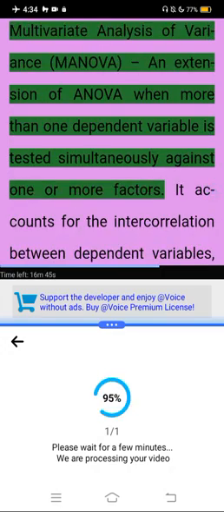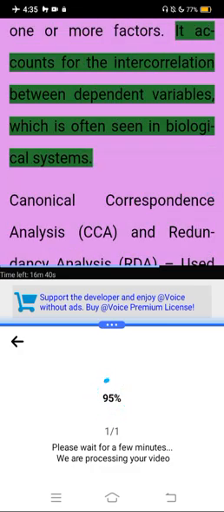Multivariate analysis of variance (MANOVA), an extension of ANOVA when more than one dependent variable is tested simultaneously against one or more factors. It accounts for the intercorrelation between dependent variables, which is often seen in biological systems.